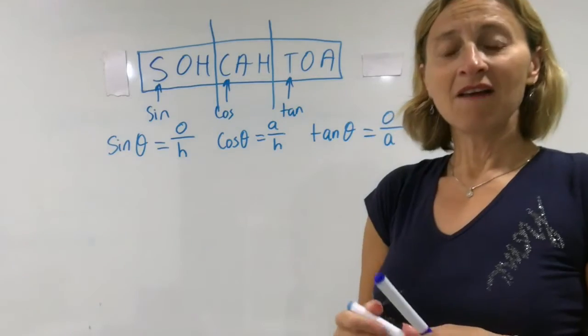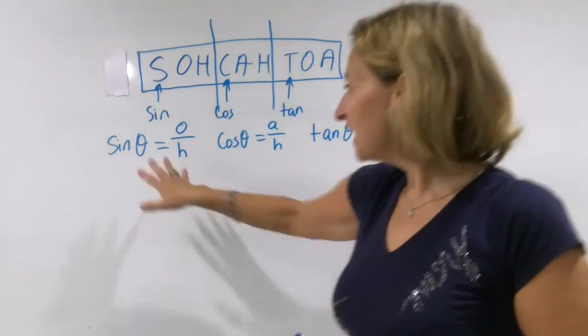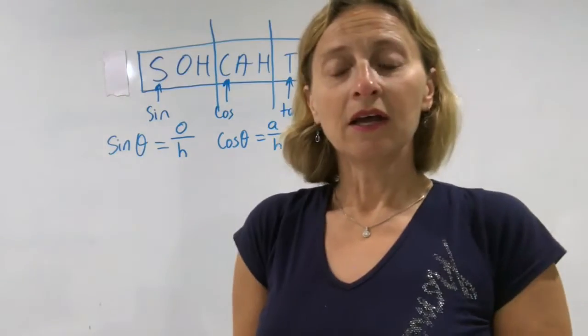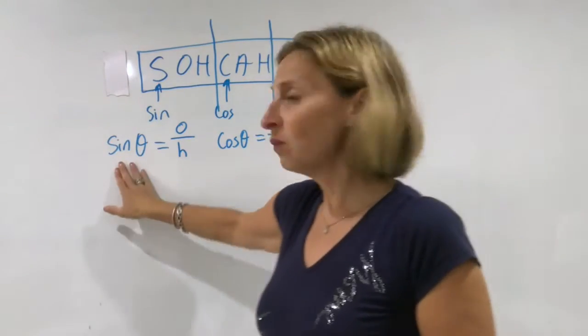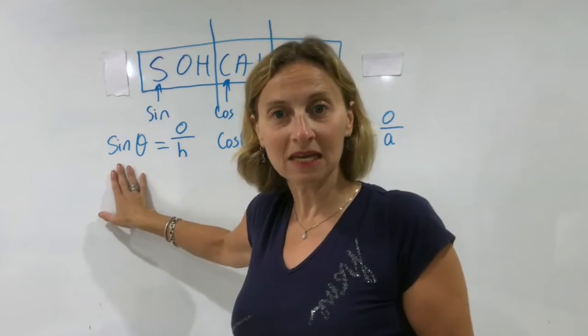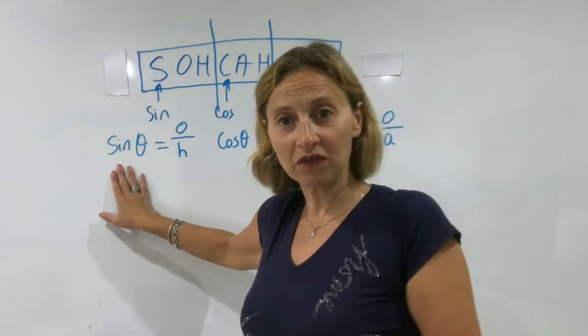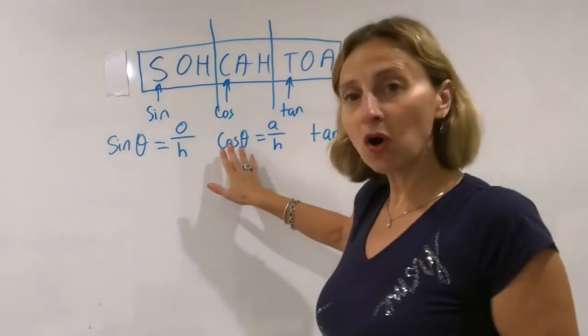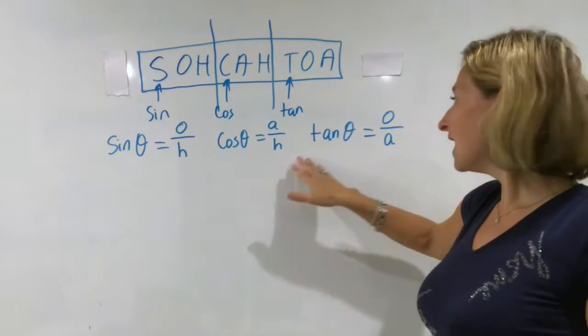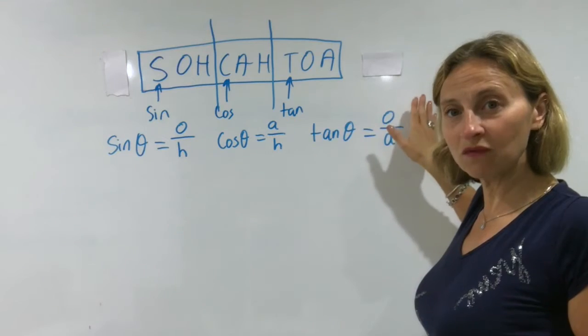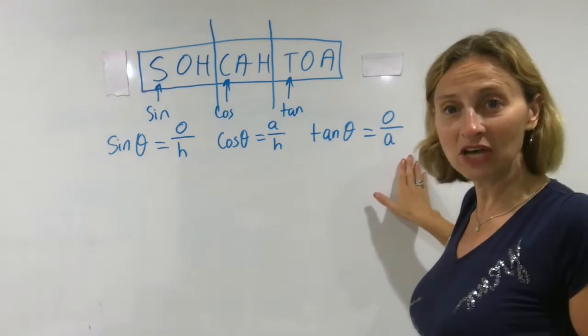That is very important. These are the ratios that sine, cos and tan tell us. Sine, the word sine actually means the ratio of the opposite over the hypotenuse. The ratio cos actually means the ratio of the adjacent over the hypotenuse, and tan actually means the ratio of the opposite over adjacent sides.